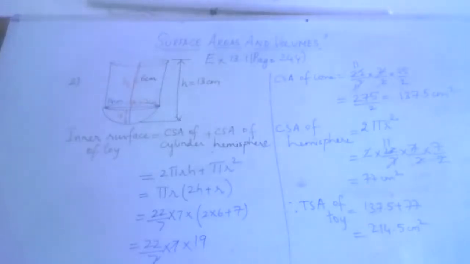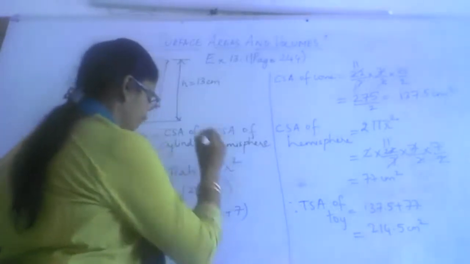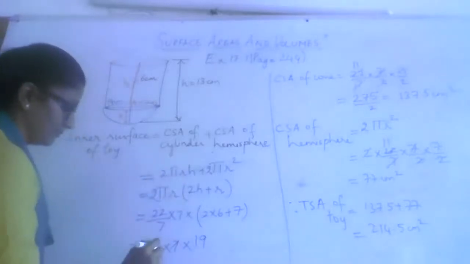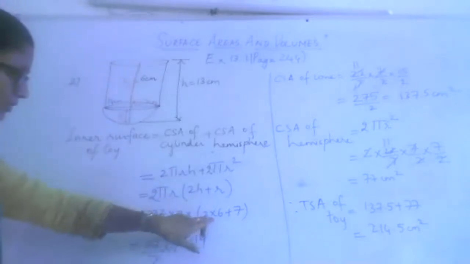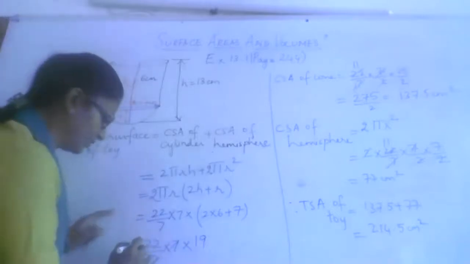Ma'am, the CSA of a hemisphere is 2 pi r square. Yes, ma'am, 2 pi r square. Remove this 2, is it? I'm sorry. Okay, then we can remove it. Even you mentioned 22 by 7 into 7, you have not mentioned h. Where have I not mentioned h? 2 into h is 2 into 6. No, this 2, yes ma'am, that I take care of. I have to multiply this with 2.